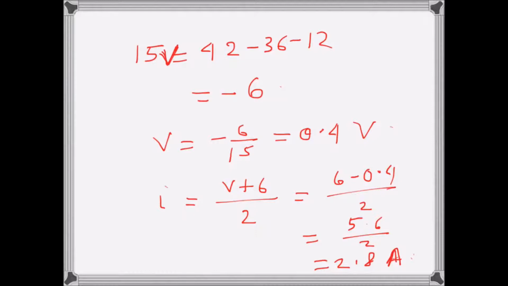Also the voltage is minus 0.4, not plus 0.4, and that's why this is V plus 6. So V is minus 0.4 volt basically.